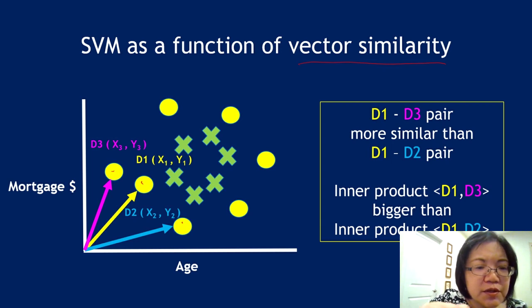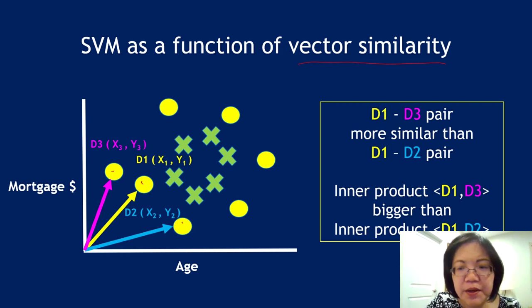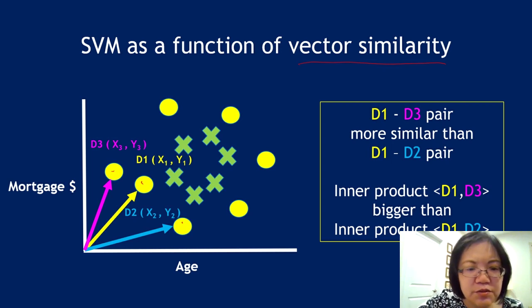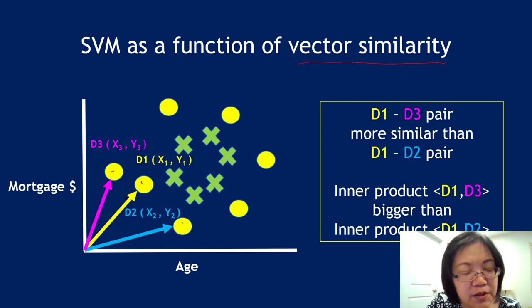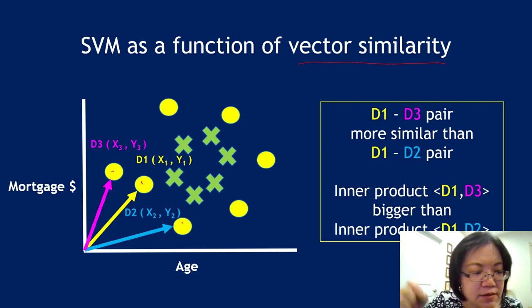And what we do is, when you have a data set like this, you can pick any pair of two points and calculate their inner product. In fact, what SVM does is it goes through every single data point and finds the inner product of that particular data point with all the other data points. So we find all possible pairs, calculate their inner products, and add them up. And we do some transformation. That's basically how SVM works. It's really just a function of the total vector similarity.